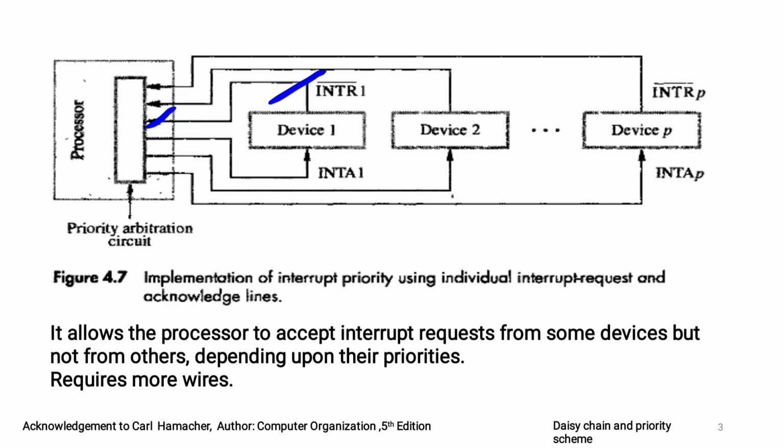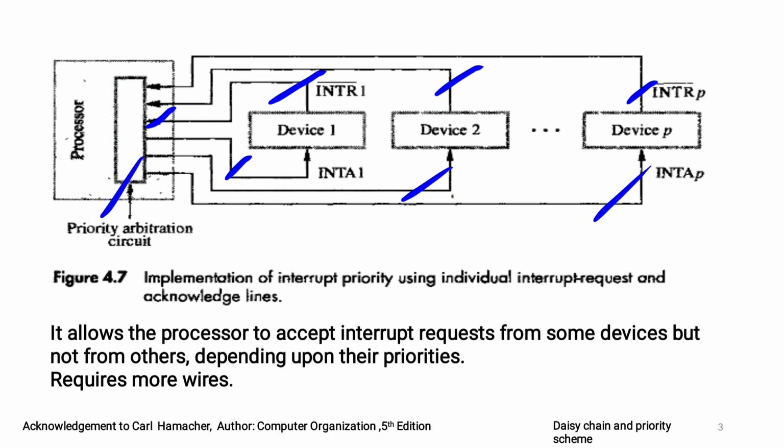When the processor is ready to serve device 1, it sends an interrupt acknowledge signal on the interrupt acknowledge line of that device. This way, every device is connected to the processor through its own request and acknowledge lines. Each device is independent in requesting the processor for service by sending interrupt request signals. Then whose request will be accepted first?